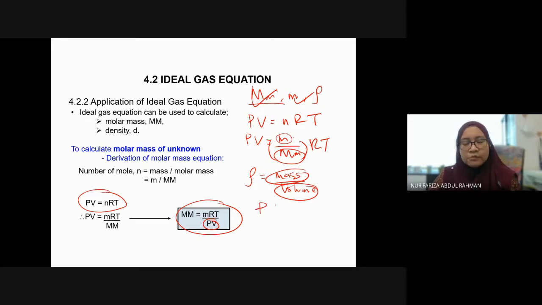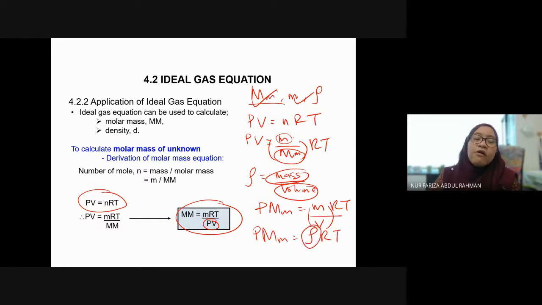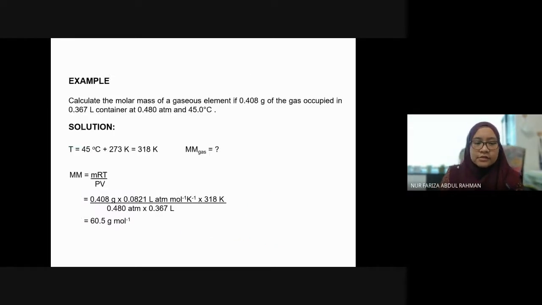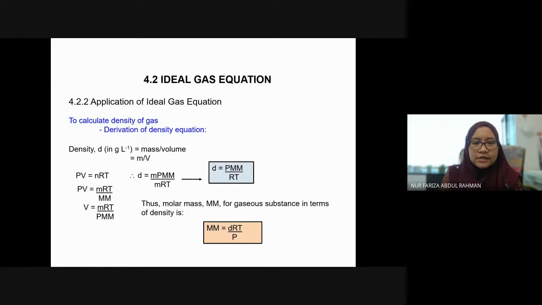Or you can just do it directly. PMM equals mRT over V. So we have M over V already. This is what we call density, equal to PMM over RT. We can calculate for density. Okay, so this is an example.